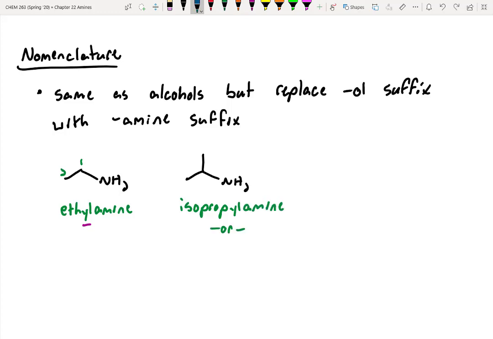Or if you want to change the naming system, you can identify the longest carbon chain. And we could say, well, the amine in this case is coming off of carbon 2. So we could call this 2-propanamine. And that would also be IUPAC allowed. If we have something like a cyclohexane with an amine, then we just call this cyclohexylamine.